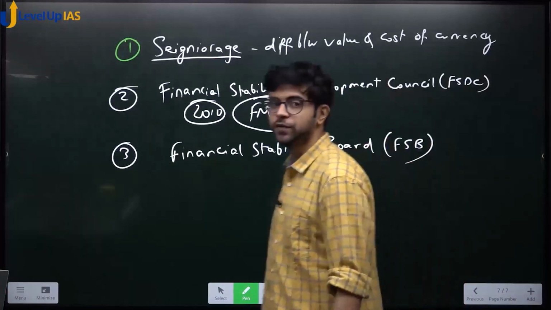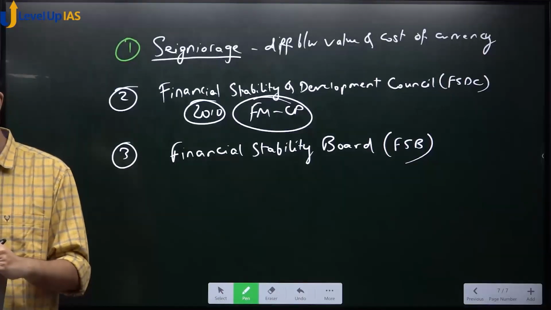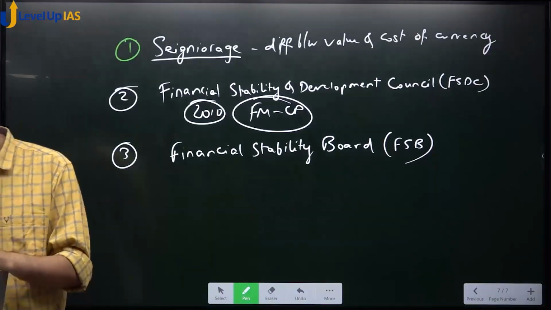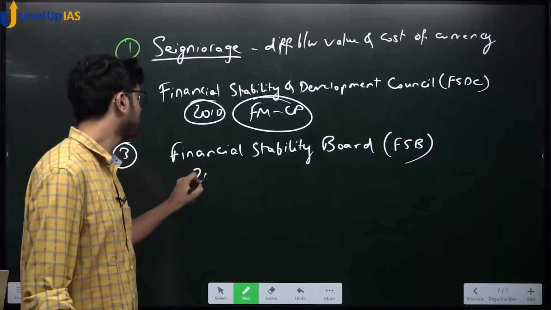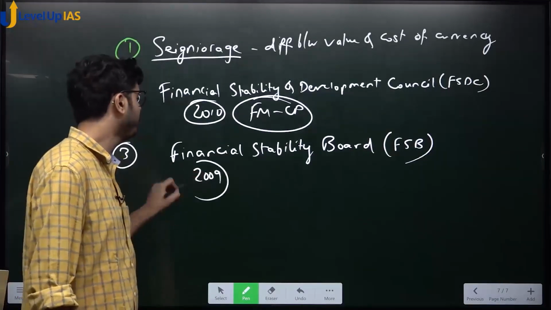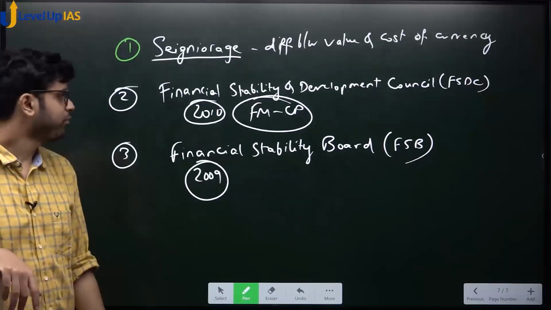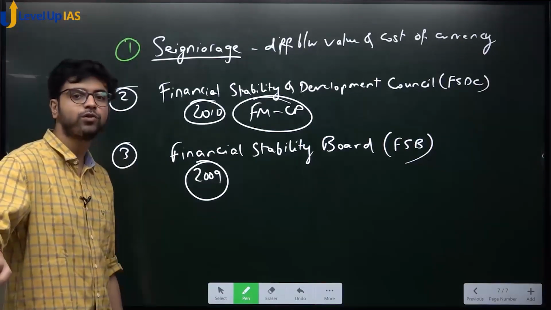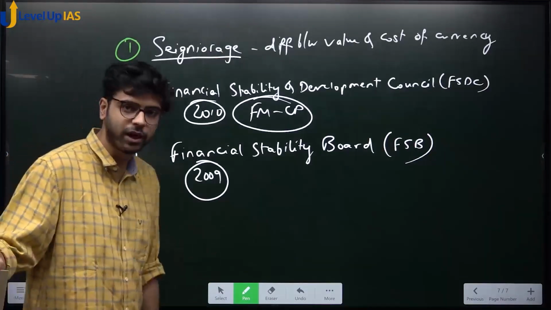You should not be confused in these things. These two are very different boards. Nature is similar. Financial Stability Board and Financial Stability Development Council. The Financial Stability Board was created in 2009. Why do you think it was created in 2009? Because of the 2008 global economic recession, they felt that on the world level also countries should come together and meet.